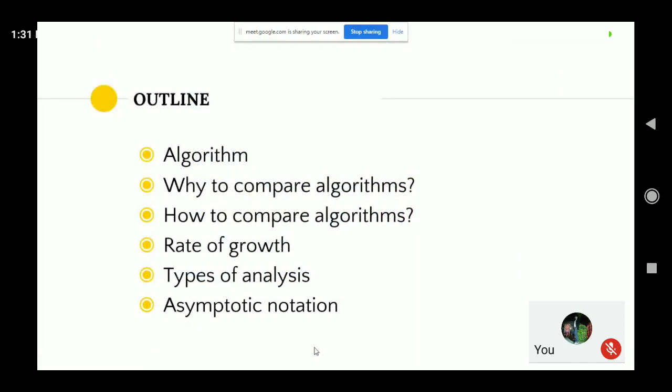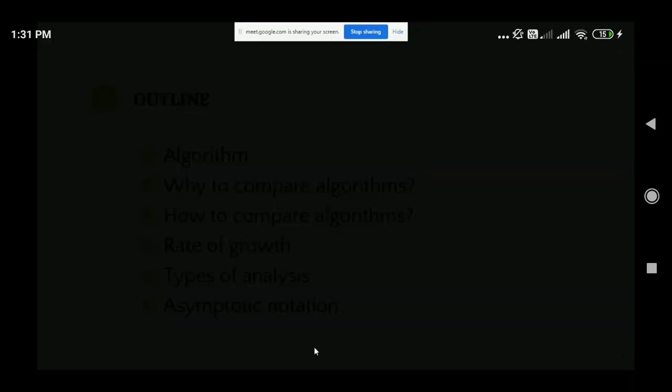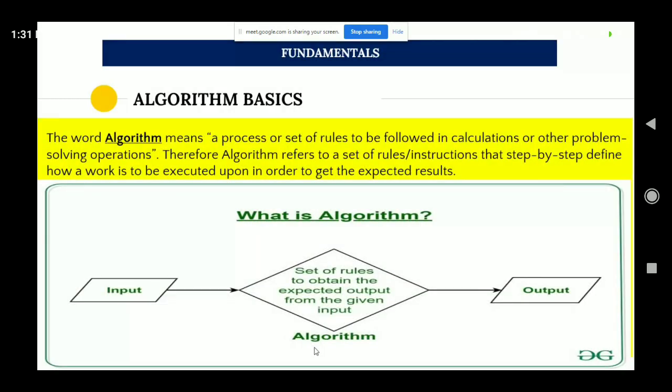Okay, so this is the outline. This is how we'll be learning this whole topic today. So let's start. The first thing that comes into your mind when you look at complexity is what complexity means and why and where we'll be using it.